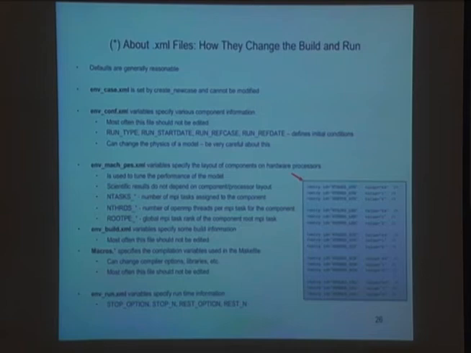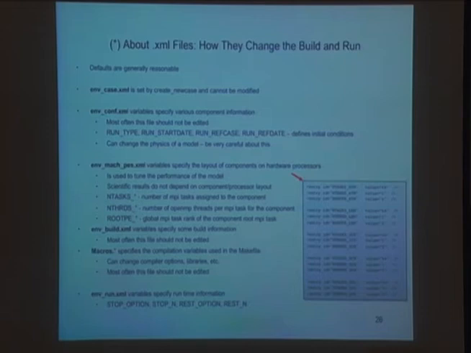Okay, so this next batch has to do with building and running the code. This env_mach_pes, env_machine_pes. In here, again, it has good default values. You probably don't want to play with it right away, but what you can do here is pick the number of processors that your job will run on. That's not uncommon. env_build has information like maybe where certain libraries are. You probably don't want to change that, but it's in there.